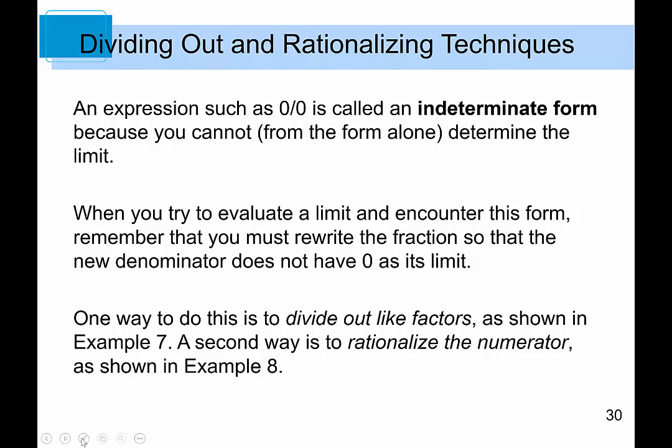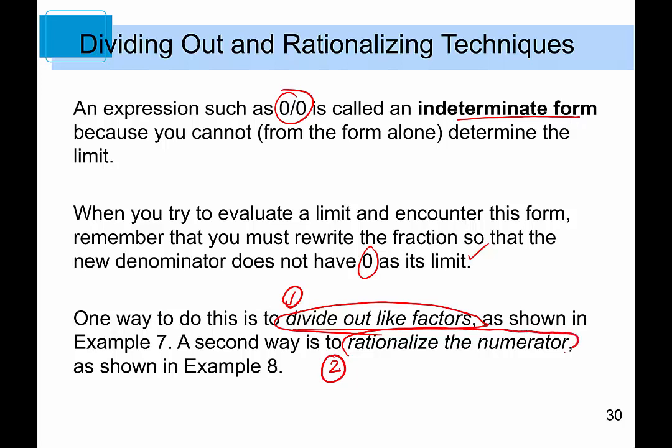An expression such as 0 over 0 is called an indeterminate form because you cannot determine the limit. When you try to evaluate a limit and encounter this form, remember that you must rewrite the fraction so that the new denominator does not have 0 in its limit. One way to do it is dividing out like denominators. The second way is rationalizing the denominator or numerator. Okay, let's take a look at it.